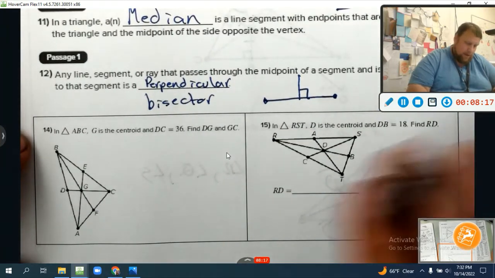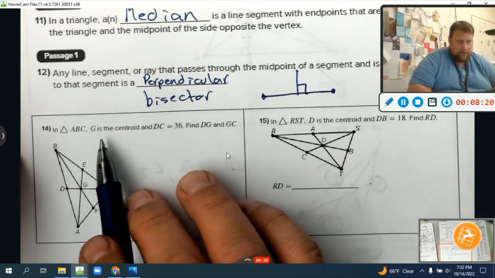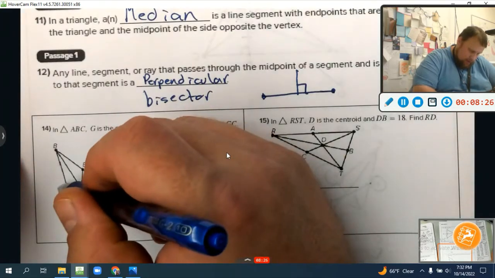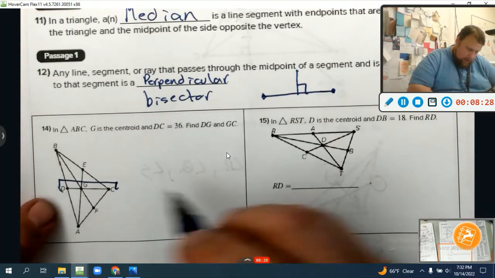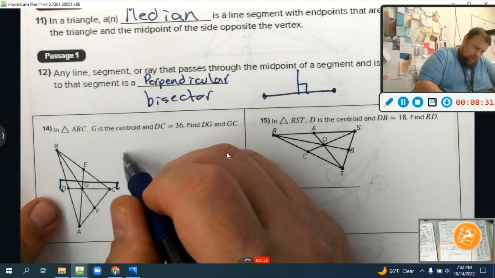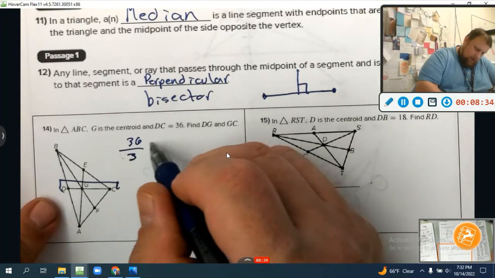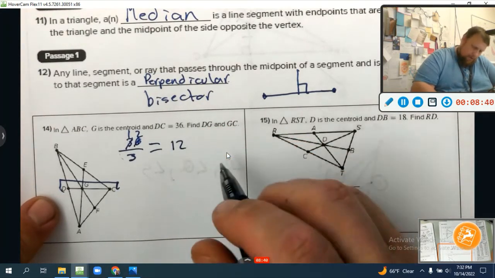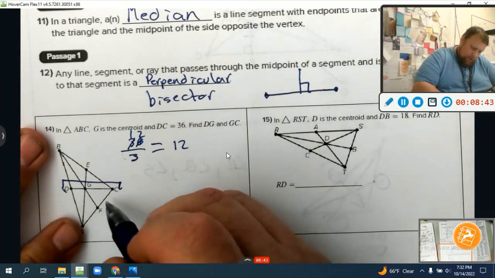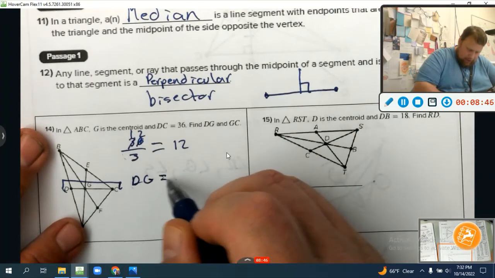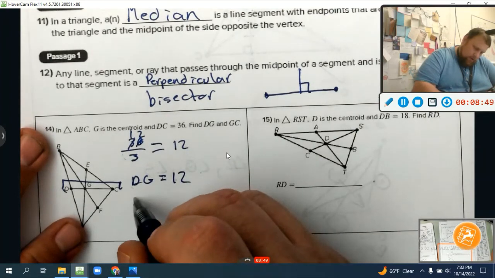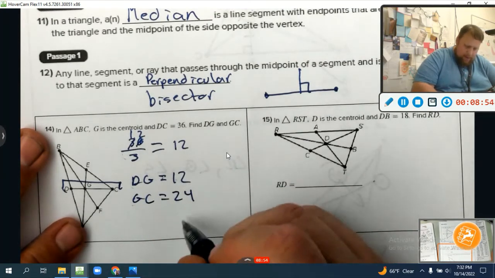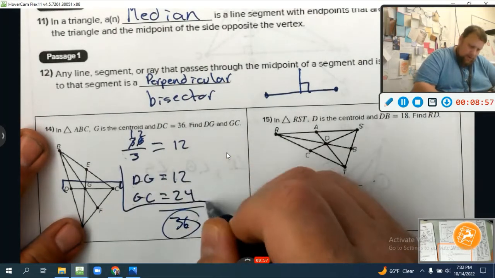Okay? All right, almost done, guys. In triangle ABC, G is the centroid, ooh, 1/3 and 2/3 again, and DC, that's the whole shebang, equals 36. Find DG and GC. Well, first I'm just going to say, all right, what's 36 divided by 3? That is 12. Boom. So right away, the 1/3 side, which is DG equals 12. And then what do I know the 2/3 side is, GC. So GC equals 24, because together those add up to be 36, right? So this is the actual answer here.